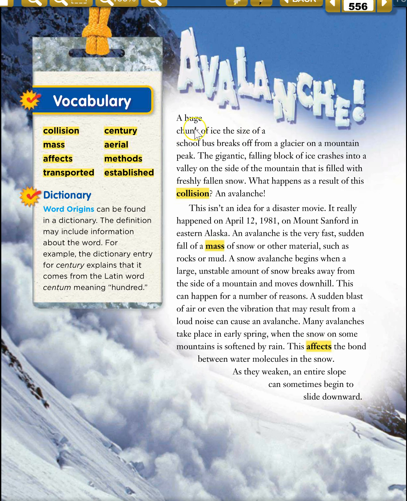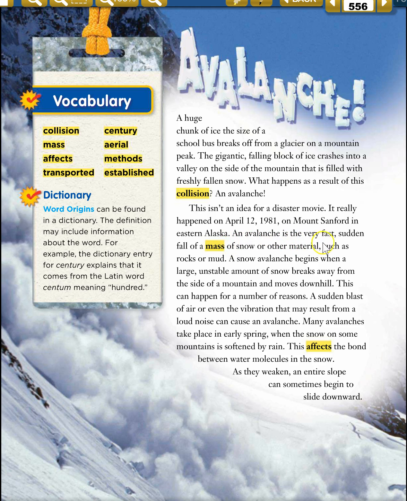Avalanche. A huge chunk of ice the size of a school bus breaks off from a glacier on a mountain peak. The gigantic falling block of ice crashes into a valley on the side of the mountain that is filled with freshly fallen snow. What happens as a result of this collision? An avalanche. This isn't an idea for a disaster movie. It really happened on April 12, 1981, on Mount Sanford in eastern Alaska.